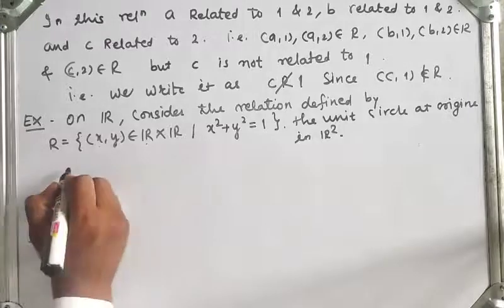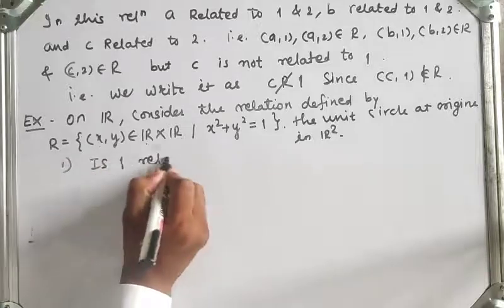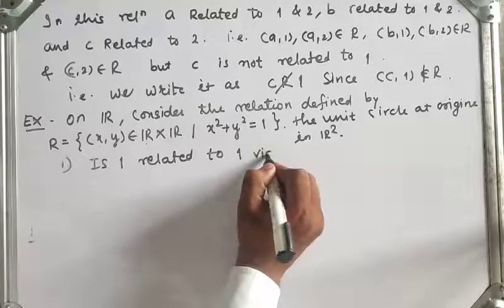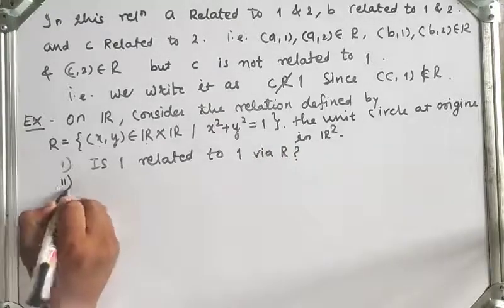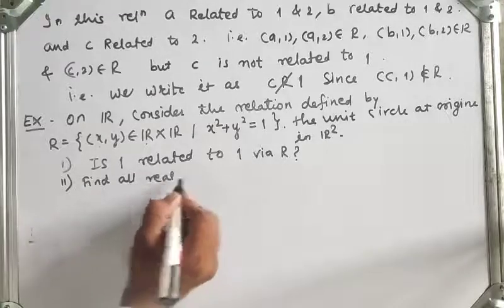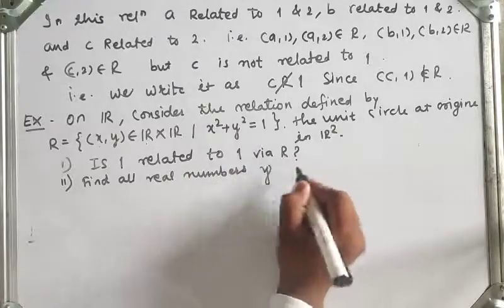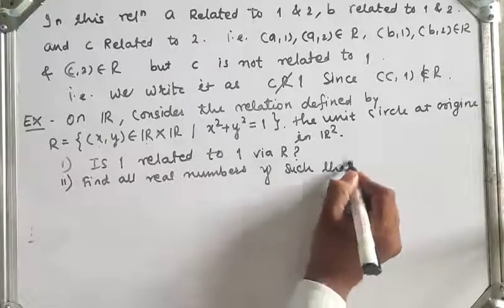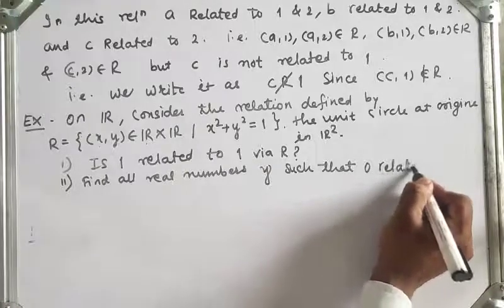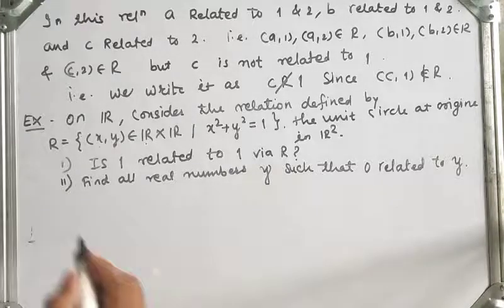First, is 1 related to 1? And second, find all real numbers y such that 0 is related to y. Solution.